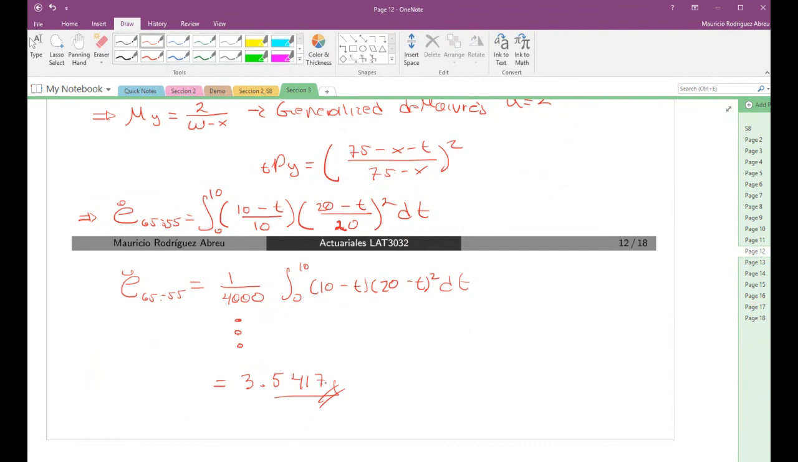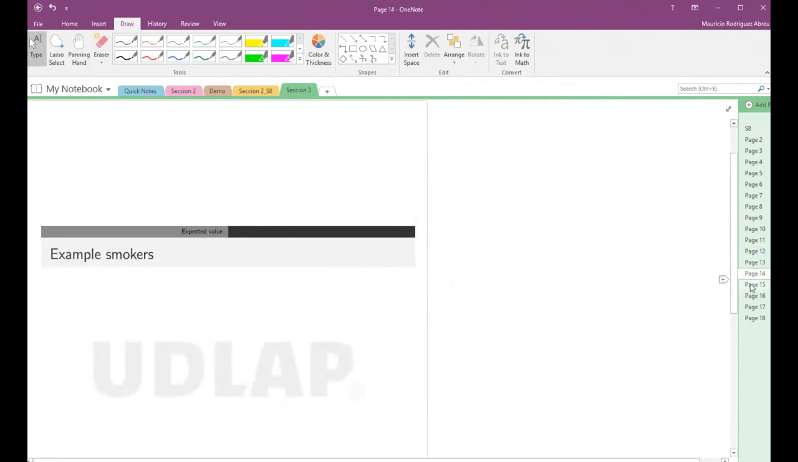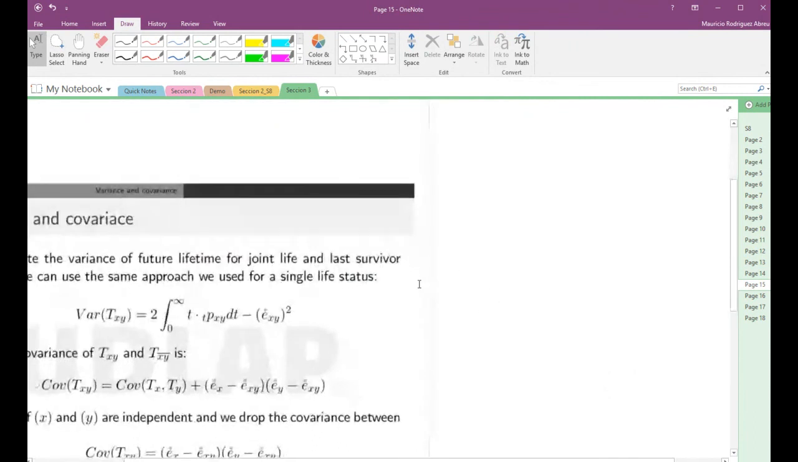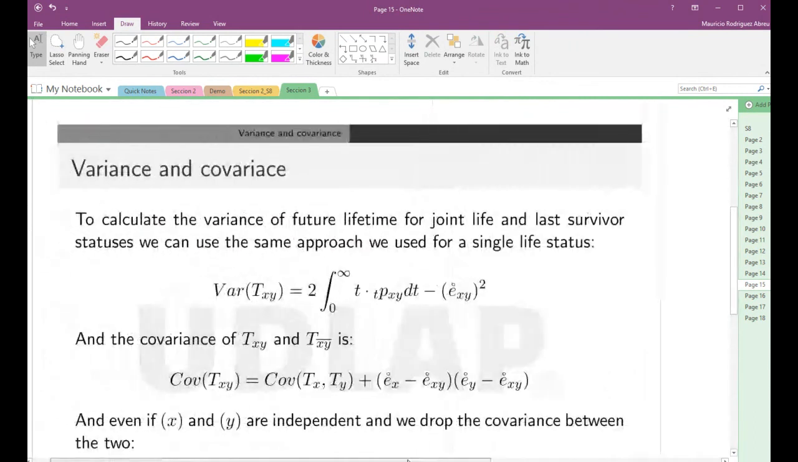Next session, we're going to start working with some life tables so you see how these things apply to life tables. But again, the general idea is the same. Okay, I think I've had enough. Well, the slides for that. Okay, now let's talk about variance and covariance.